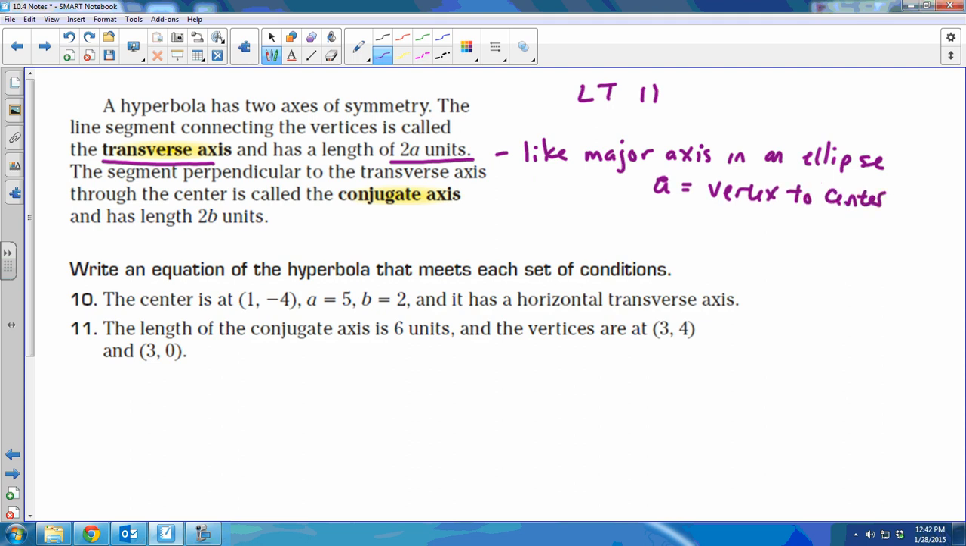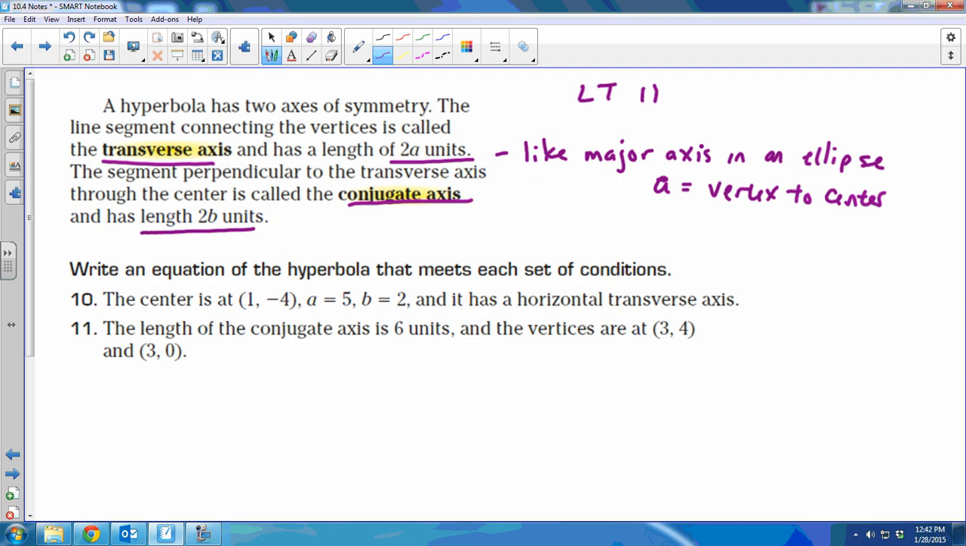Does that make sense? Then the other one is called the conjugate axis, and it has a length of 2b units. So yesterday when we made that box, right, remember the box, the rectangle we made? The conjugate axis goes perpendicular to the transverse axis, and it connects the two sides of the box. But so B then is the center to a side of that box, if you had a picture. All right, so B is only half of that axis.